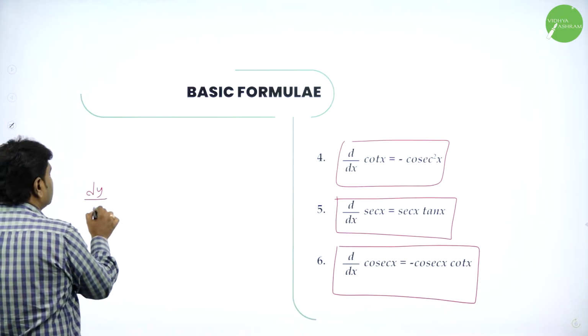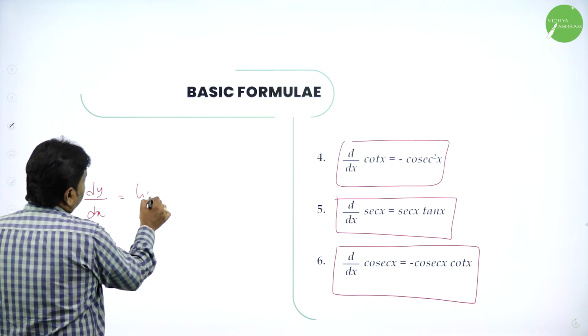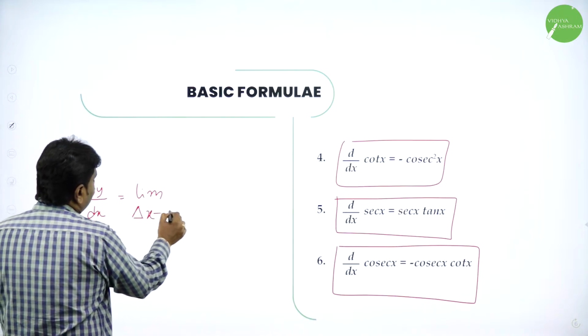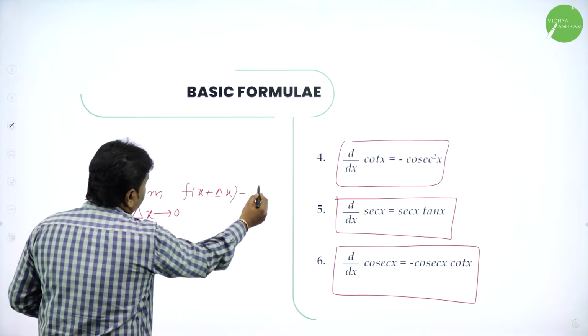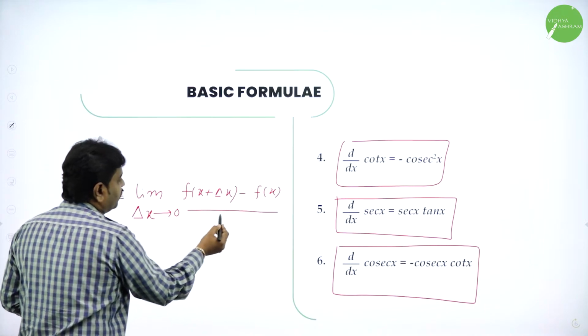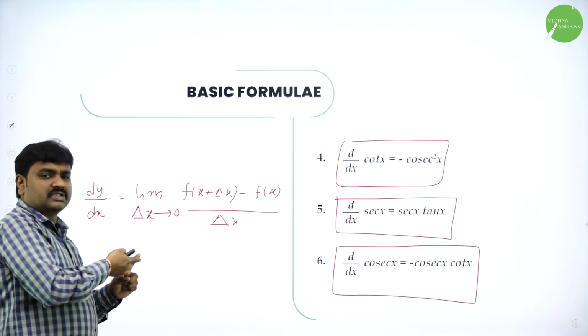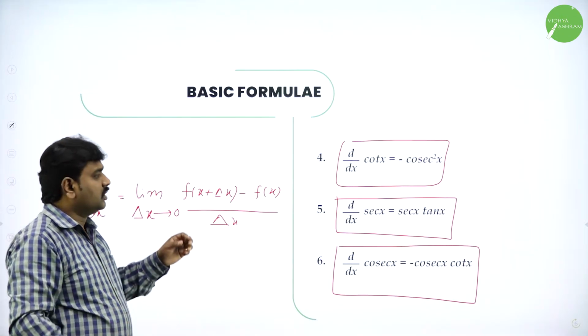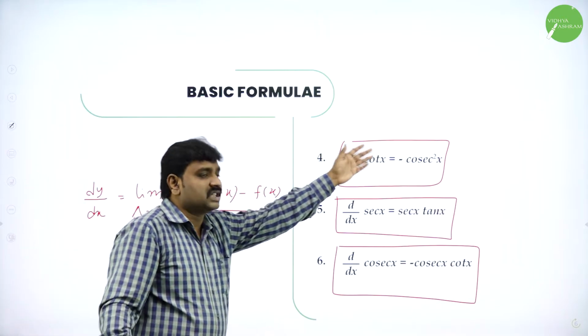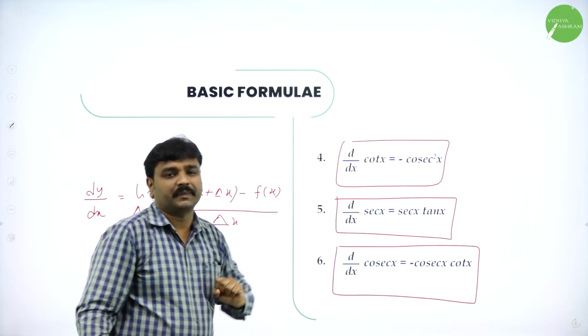dy by dx can be written as limit delta x tends to 0 of f of x plus delta x minus f of x divided by delta x. This is a method we have discussed. Using this I derived sin x, and using this I derived x power n in my last sessions. After we derive, you have to remember the answers or memorize the formulae.